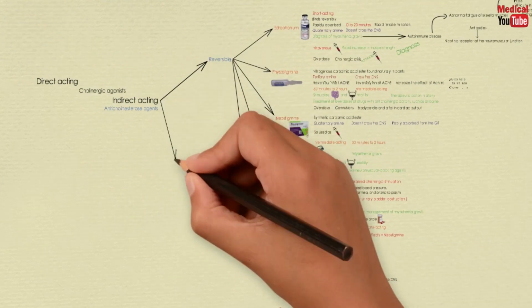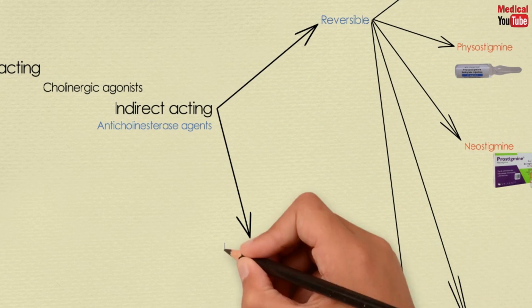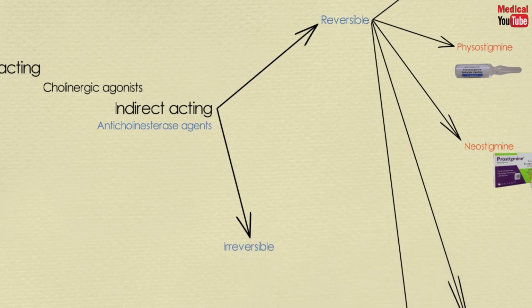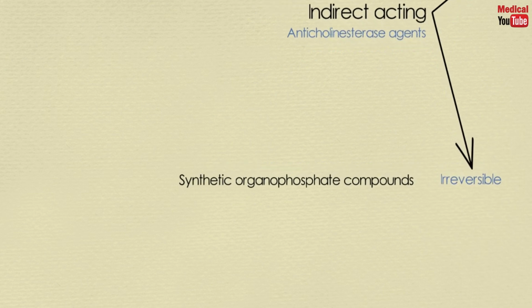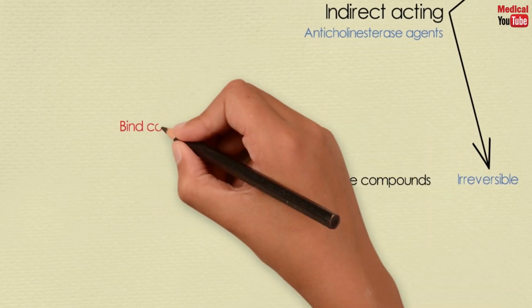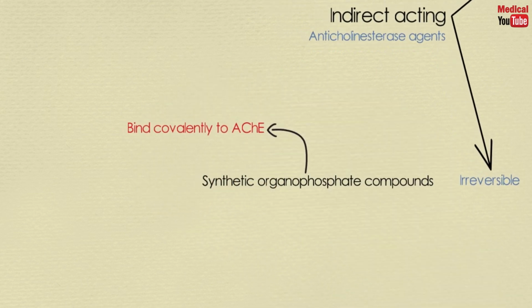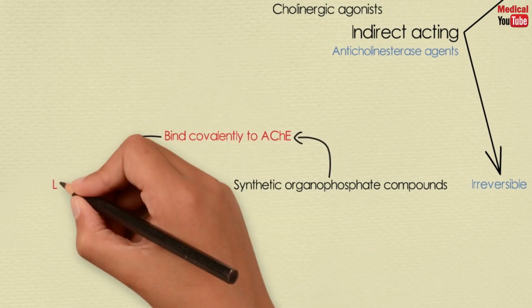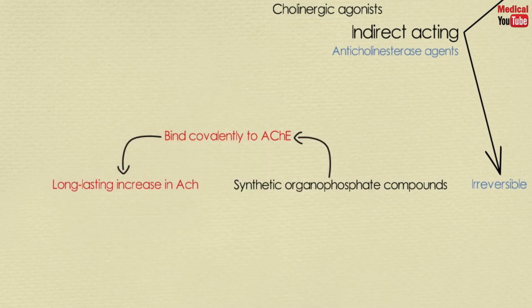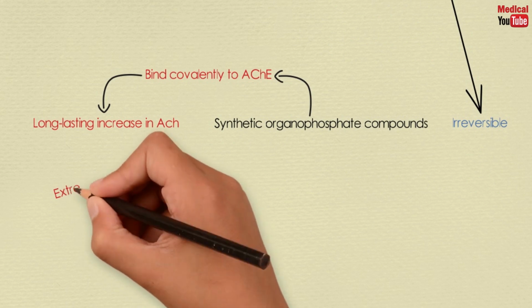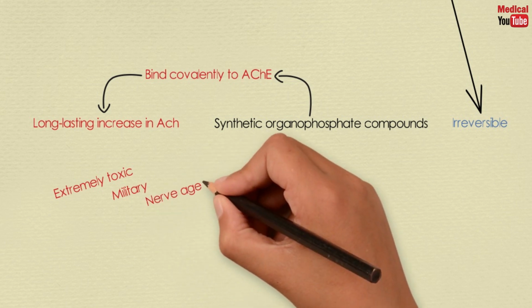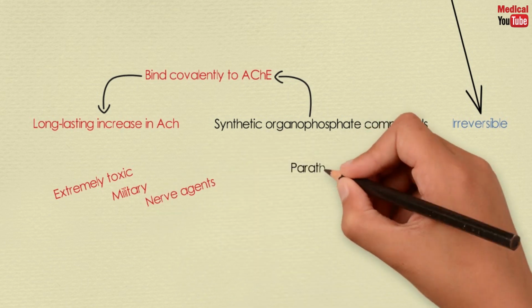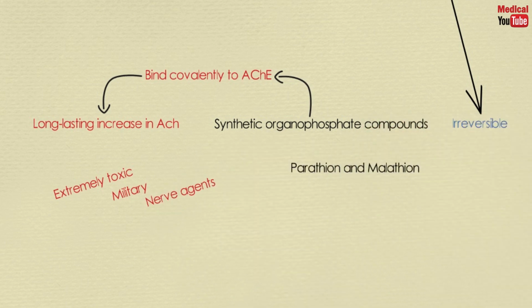Now let's talk about the irreversible anticholinesterase agents. A number of synthetic organophosphate compounds have the capacity to bind covalently to acetylcholinesterase. The result is a long-lasting increase in acetylcholine at all sites where it is released. Many of these drugs are extremely toxic and were developed by the military as nerve agents. Related compounds, such as parathion and malathion, are used as insecticides.